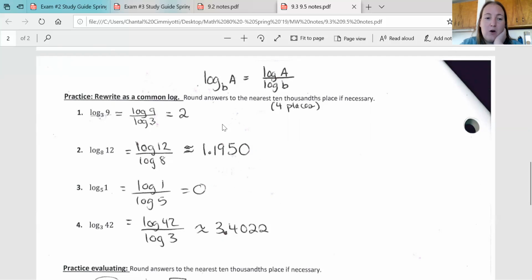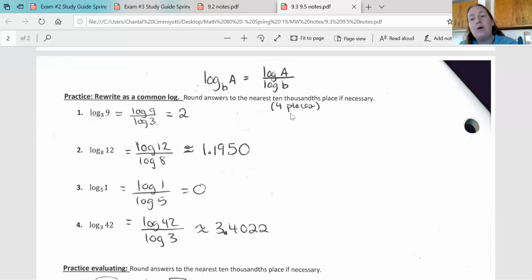8 to what power is 12? Well, 8 to the first would be 8. 8 squared would be 64. So 12 is definitely closer to 8 to the first, 8, than it is to the 64. So we should be much closer to 1, and when we use our calculator, we can approximate it. In this case, it's a good idea to go to 4 decimal places.